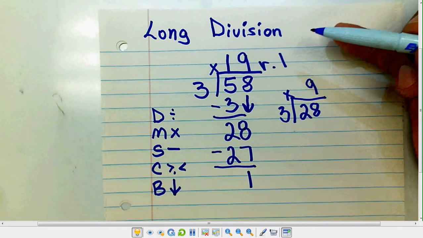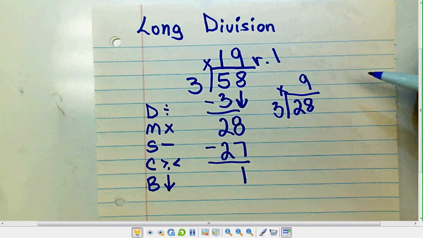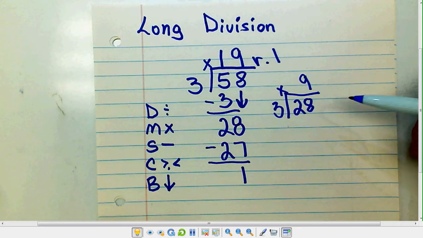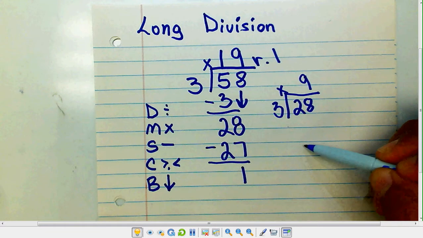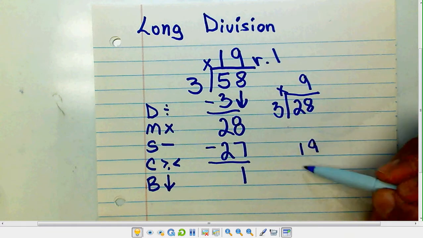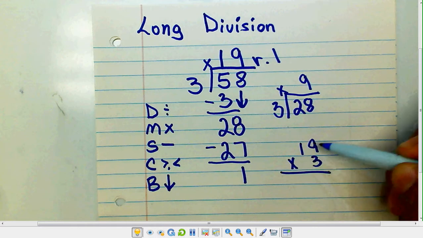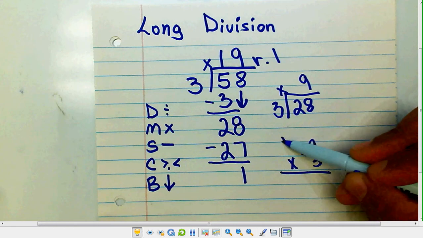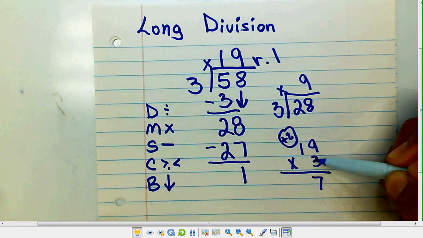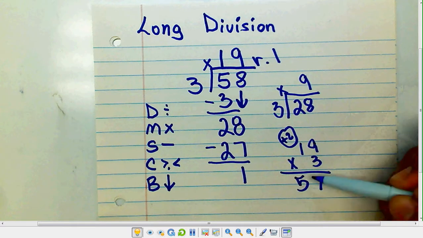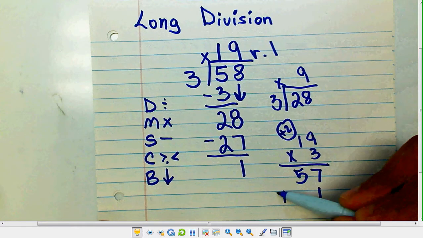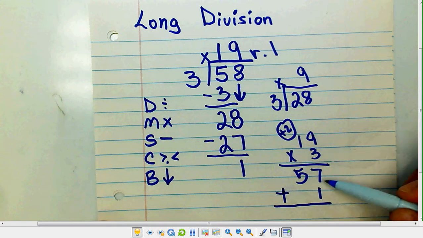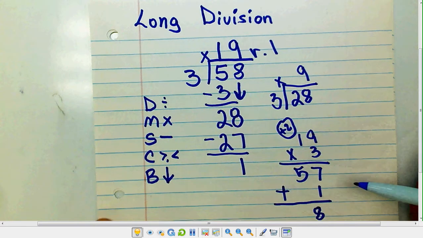Now, your long division problem must be checked using the inverse. And what I mean by that is the quotient times the divisor. So we have 19 times 3, and this is a simple 2 by 1 multiplication problem. 9 times 3 is 27. 3 times 1 is 3, plus 2 is 5. And then the last step would be to add the remainder. 7 plus 1 is 8. And then the 5.